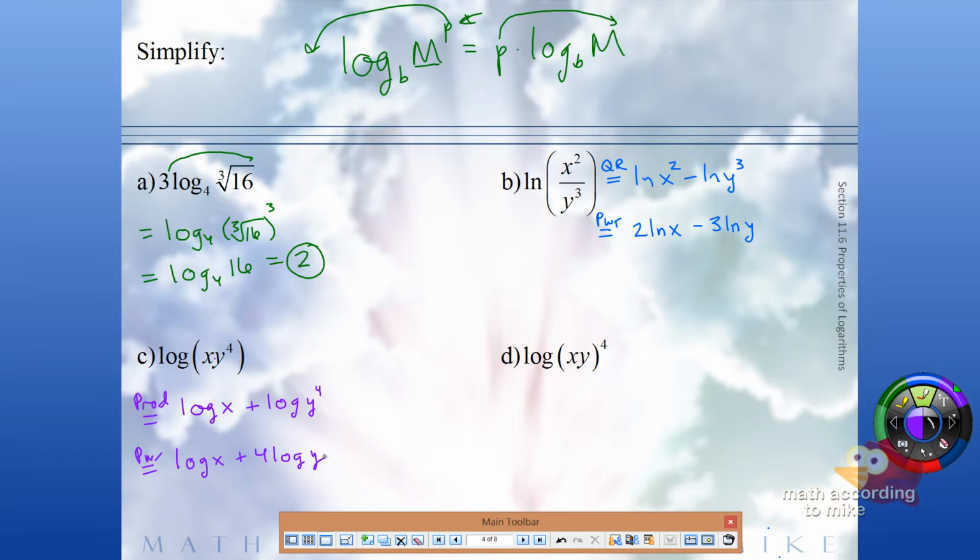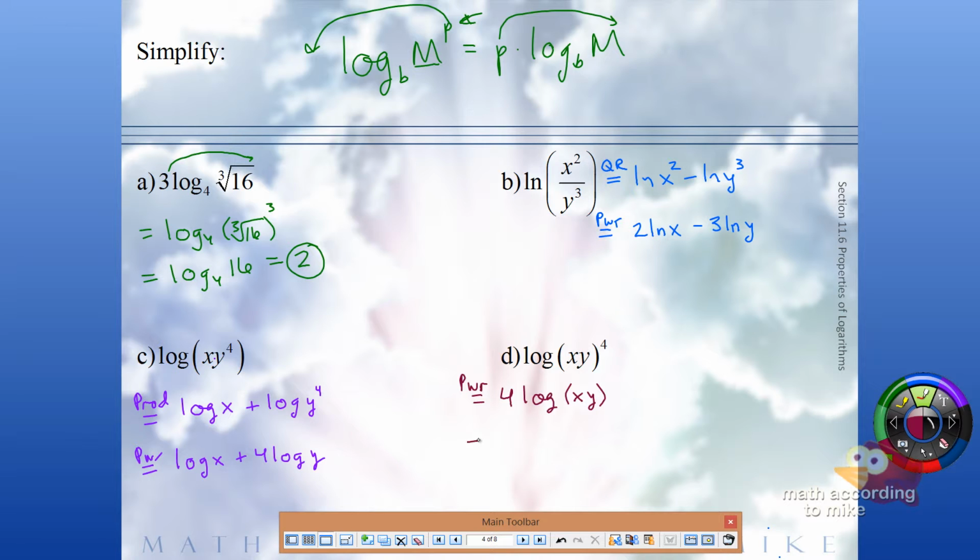Now let's compare that to part D. Part D, you would not start with the product rule as it's currently being written. You would probably start with your power rule first. I'm going to show you 2 ways to do part D. If you do your power rule first, and that 4 comes in front, because the 4 is the exponent for x and y, whereas in part C, the 4 was only the exponent for y, so we could not start with the power rule first in part C.